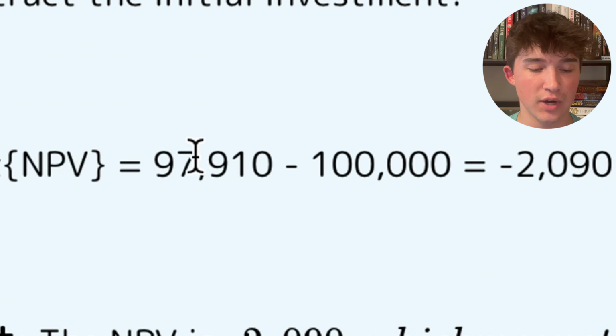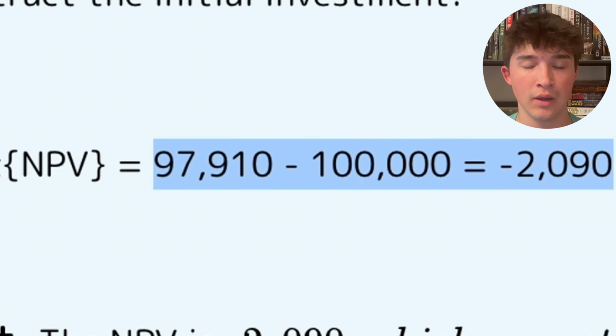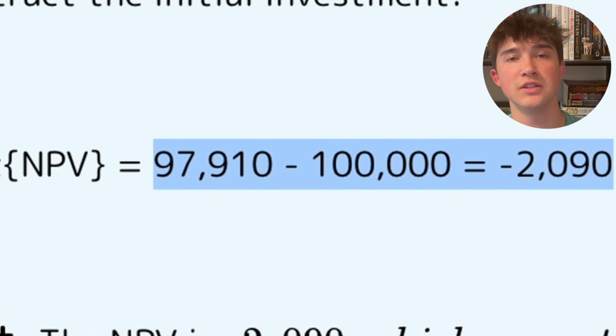$97,910. When we subtract the initial investment, that nets us actually a negative number, negative $2,090. This means the result of the net present value is negative, and it's expected to lose $2,090 over time.